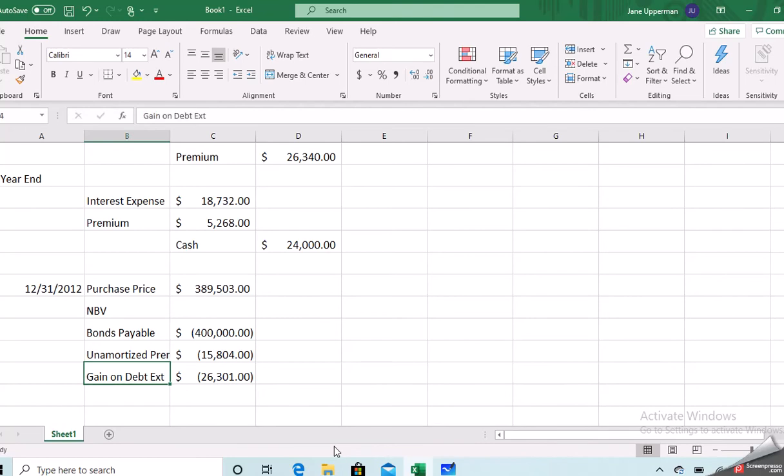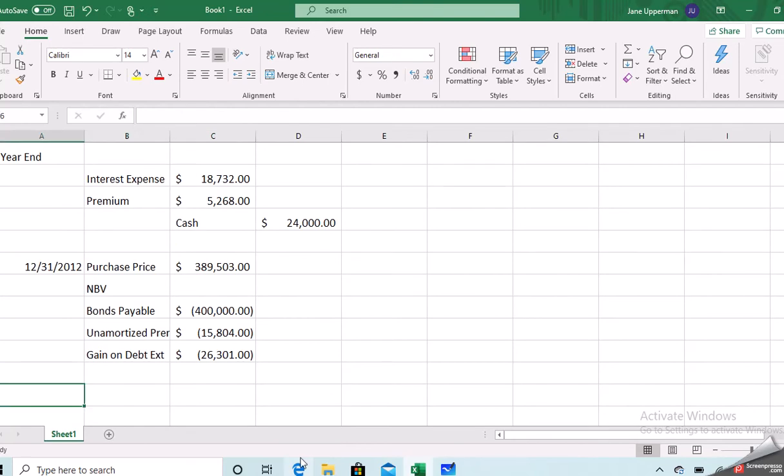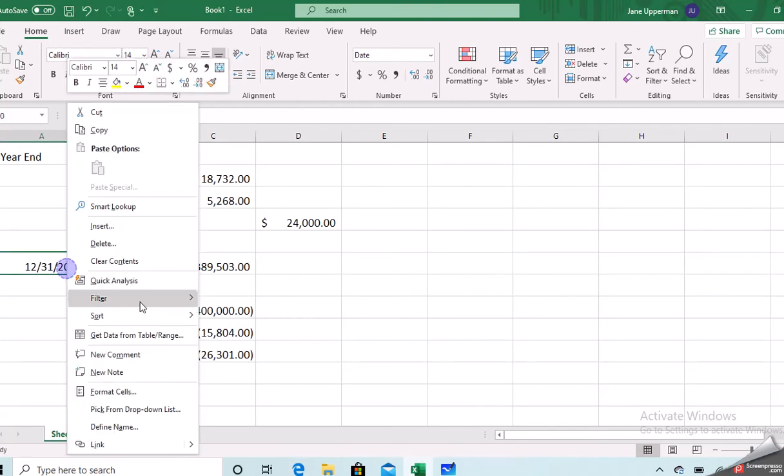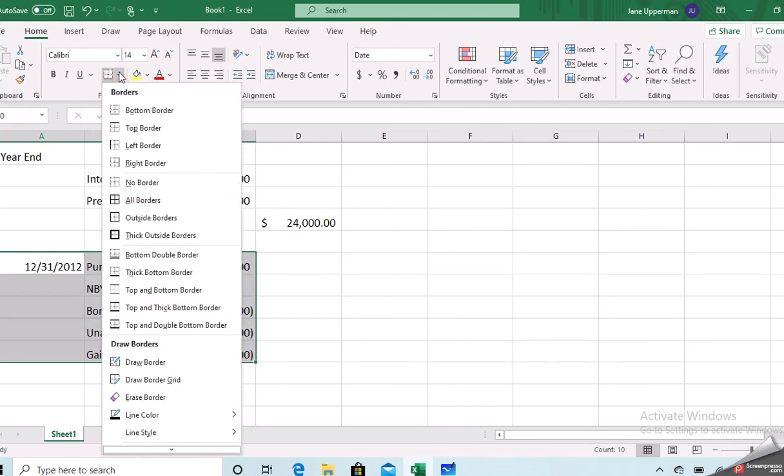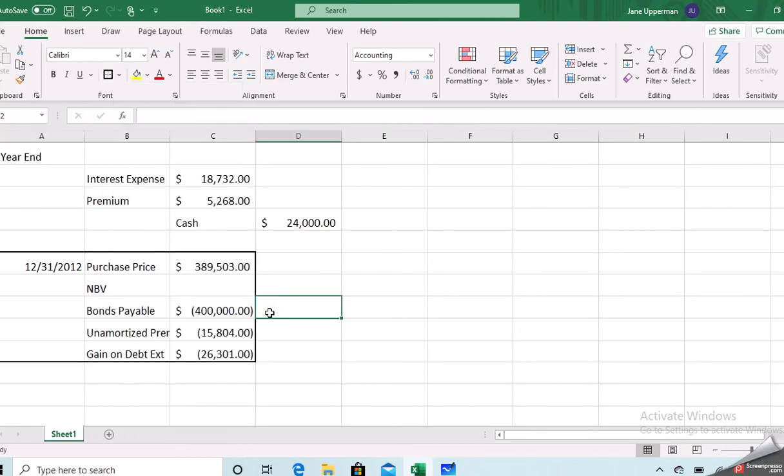Okay, so we do kind of need to know that because that does impact us. If we were doing an entry for 2012, we would actually credit gain. But if you look back at the problem, we're in 2013. So that's a year later. Okay, then we're going to come down. So maybe I'm going to kind of square this, so I can kind of go back to it. So I'm going to box that in just so we can kind of look back at it.